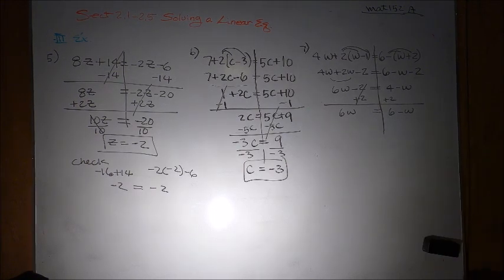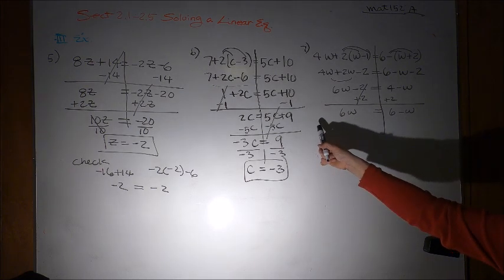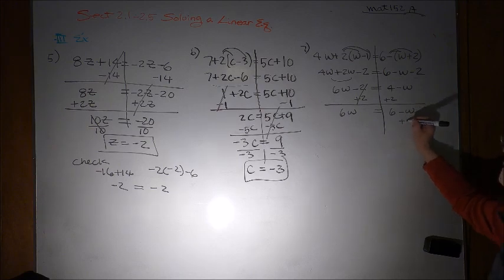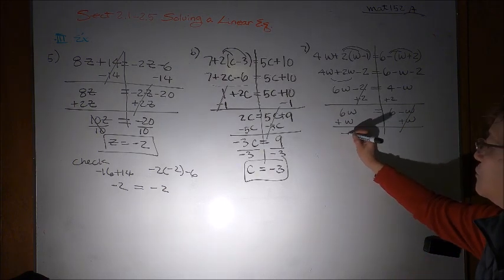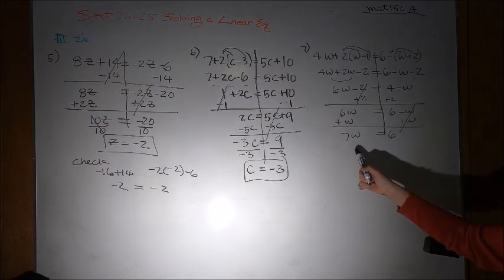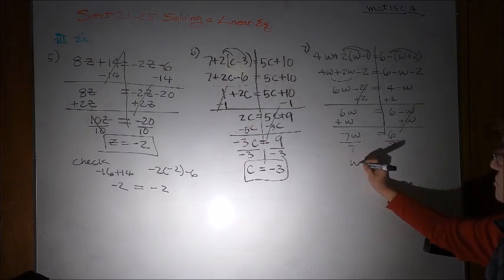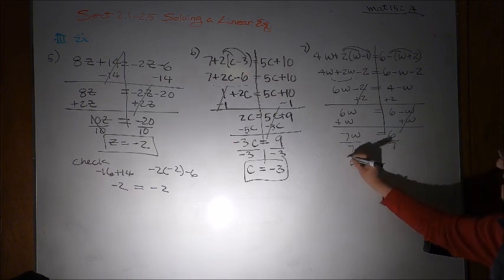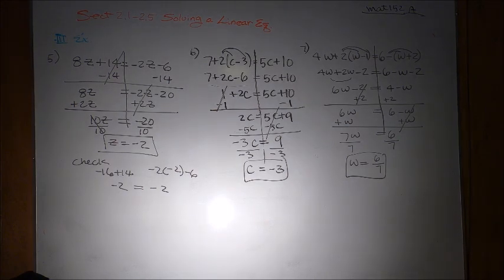Then what do we do? Move the variable to the other side by doing the opposite, plus w. So we have what? 7w equals 6. Then to get the w by itself, to get rid of 7 by dividing, so your w is what? 6/7.